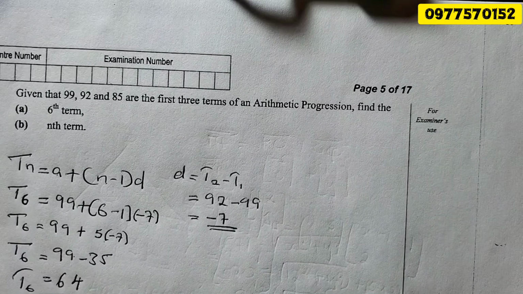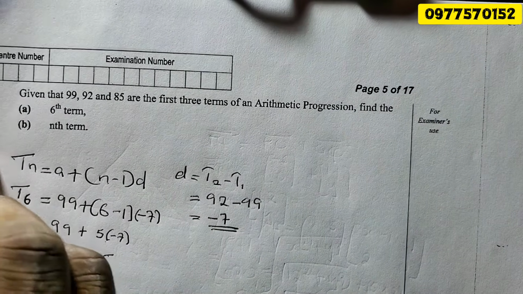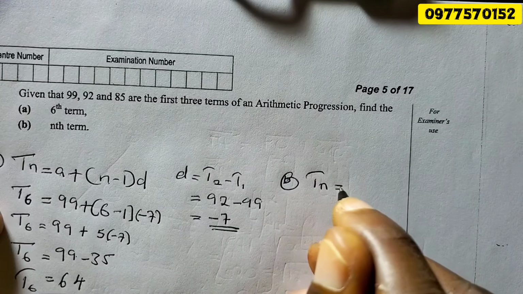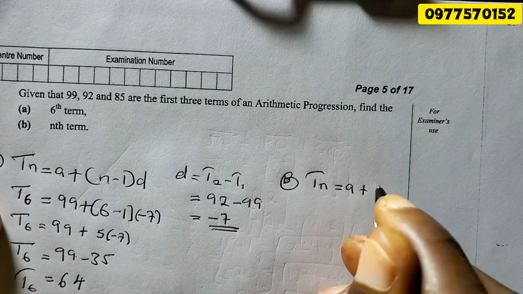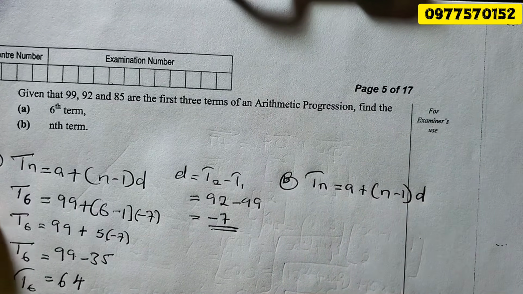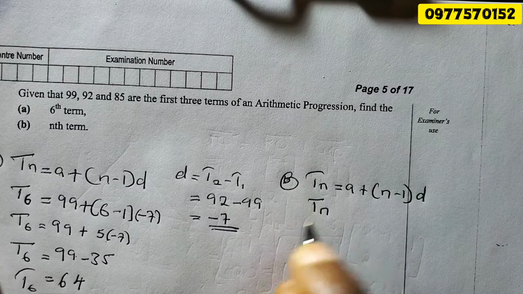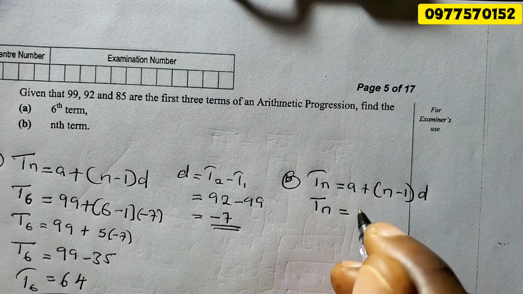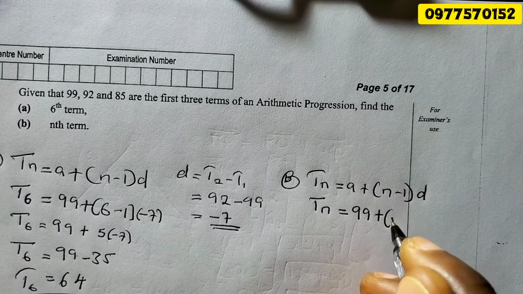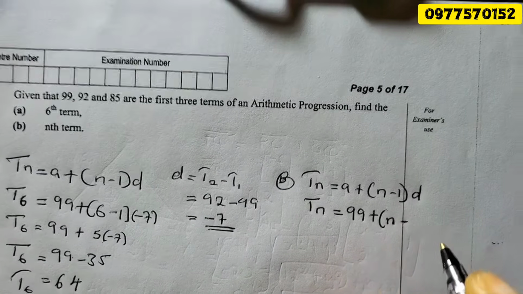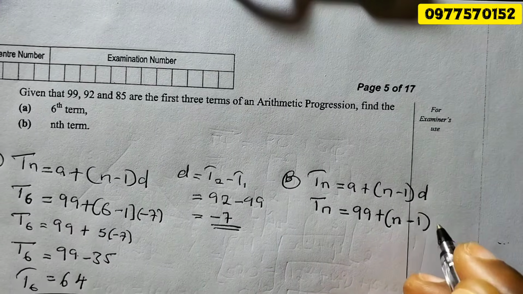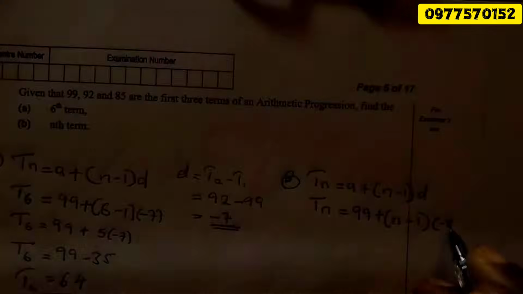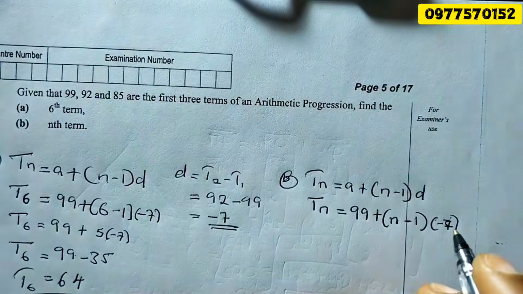Okay, let's find the second question. So the second question is they're asking us to find the nth term. Nth term, same formula, Tn is equals to A plus open bracket n minus 1 close bracket d. Alright? Nth term, Tn is just n because we're just finding a formula or an expression. What is the first term? The first term is 99 plus. What is n? N is just the n. Okay? Minus 1 close bracket. What is d? D is negative 7. The common difference. Okay?